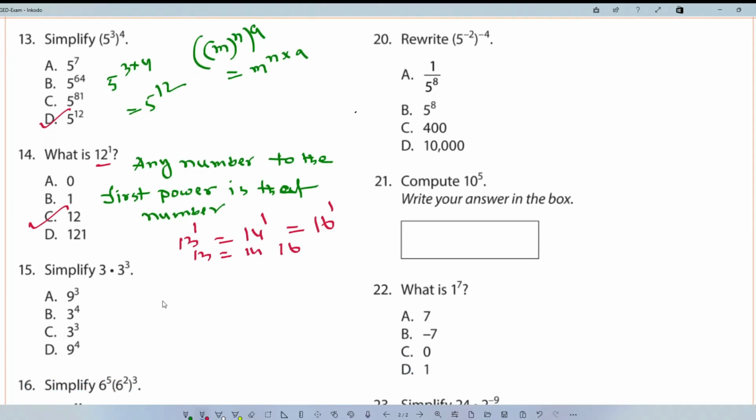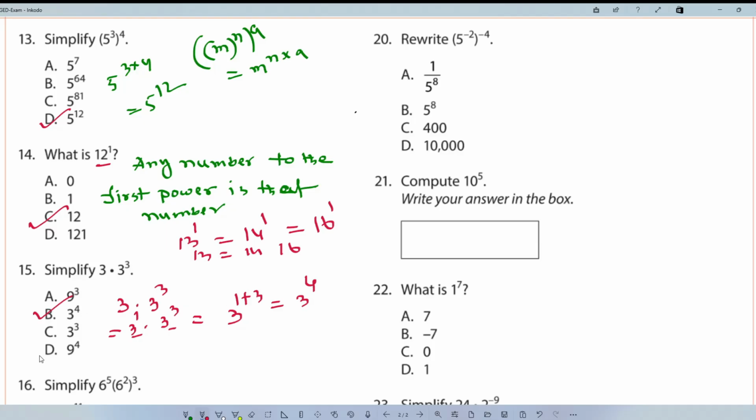Okay, look, simplify. 3 times 3 to the power 9. So what will be the answer? Look, here is 3 into 3 to the power 3. 3 with no power written means 3 to the power 1, and here is 3 to the power 3. Here the bases are same, so the powers will be added for multiplication. So 1 plus 3, it means 3 to the power 4. Our answer is number B, 3 to the power 4.